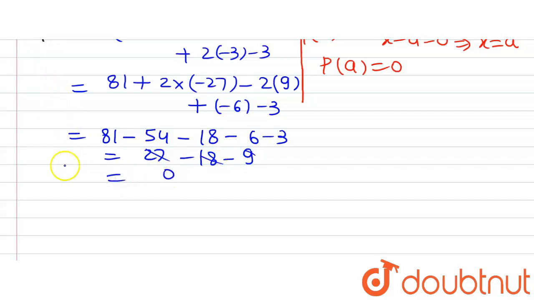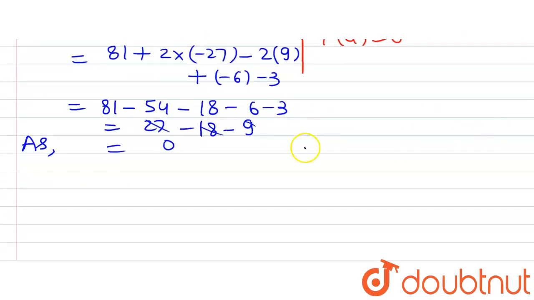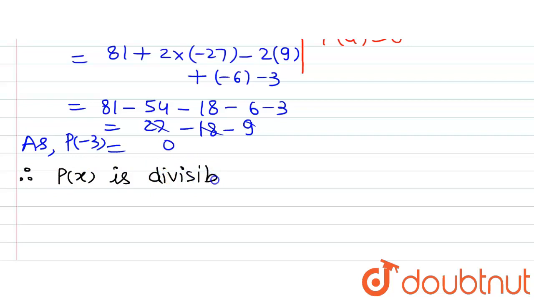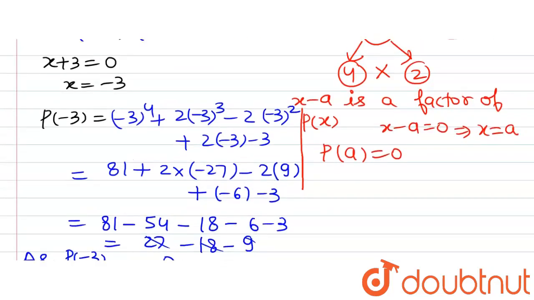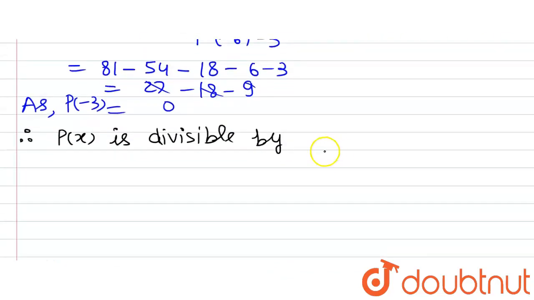So this means, because we can say that p(minus 3) is equal to 0, therefore the given polynomial p(x) is divisible by x plus 3, or we can say that x plus 3 is a factor of p(x).